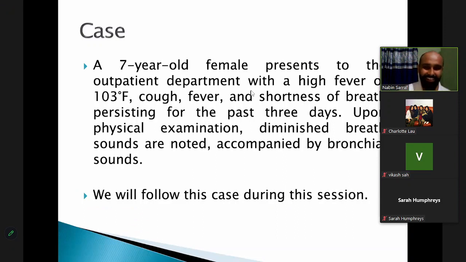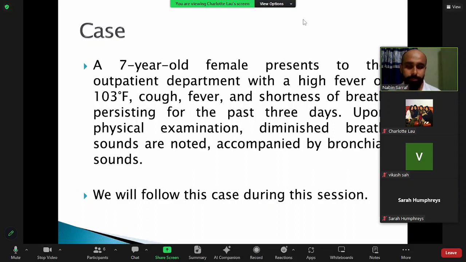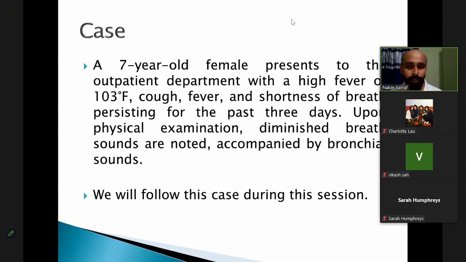The case here is a 7-year-old female who presents to the outpatient department with a high fever of 103 degrees Fahrenheit, cough, and shortness of breath that has persisted for the past 3 days. Upon physical examination, diminished breath sounds are noted, accompanied by bronchial sounds. We will follow this case during these sessions. What should be the diagnosis, what could be the differential diagnosis, how can we investigate this case, and what should be the model of treatment? We're going to talk about that during these sessions.